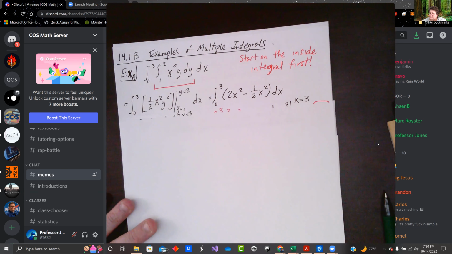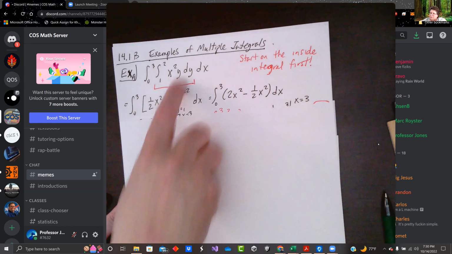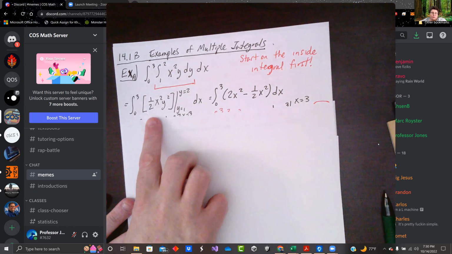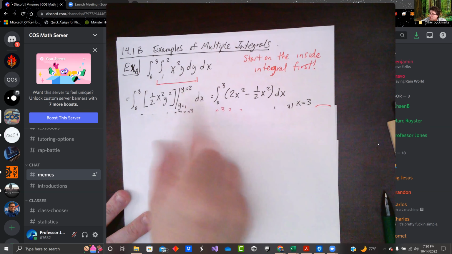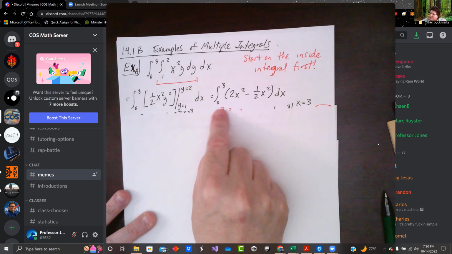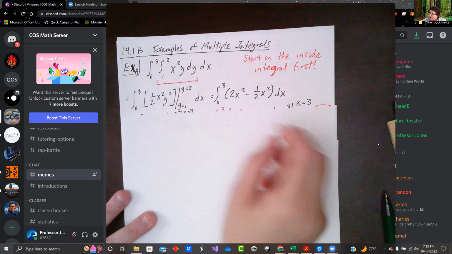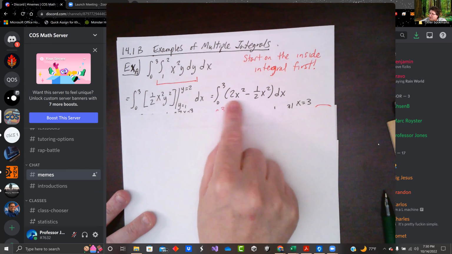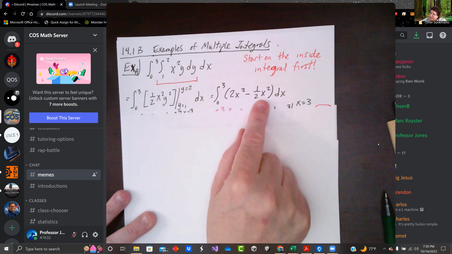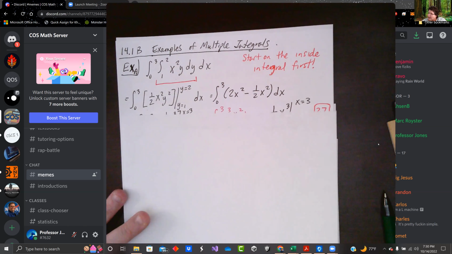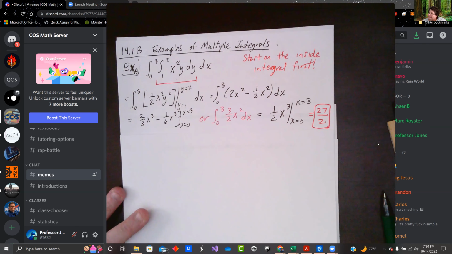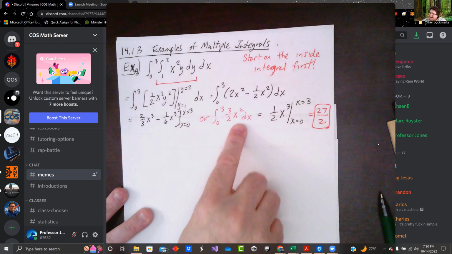So 0 to 3 stays the same. We're integrating with respect to y. This jumps up to 1/2 x squared y squared, evaluated from y equals 1 to y equals 2. We end up getting, from 0 to 3, when we plug in 2, we get 2x squared. And when we plug in 1, we have 1/2 x squared. So 2x squared minus 1/2 x squared. I could have combined that, but I didn't. I showed you combining it here.